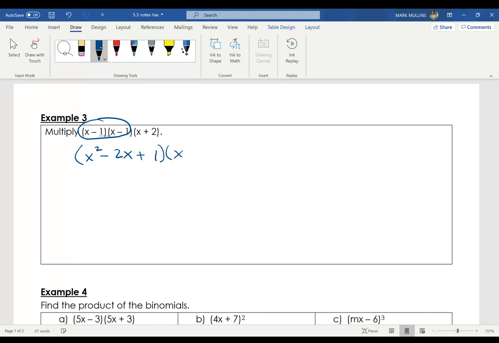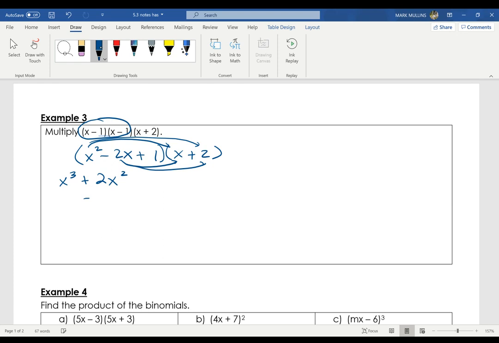I need to multiply this by x plus 2. So I would probably choose the vertical again. I'm going to multiply x squared times both of those. So I'll have an x cubed plus a 2x squared. And then I'll take and multiply the negative 2x times both. And there's other ways of distributing this. I could be distributing starting with the x instead and working backwards. And that's fine. I think it's good to see it both ways.